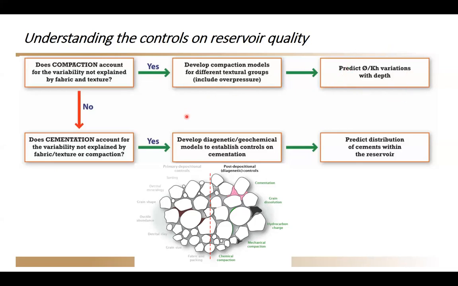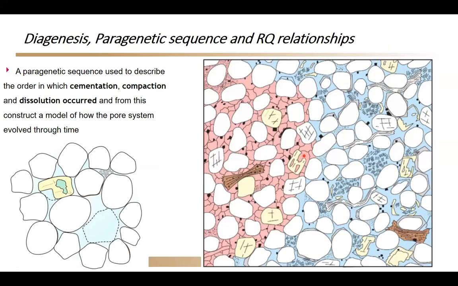If not, it is cementation, and I have to go through the diagenetic modeling, which will predict the distribution of the cement laterally in my model, making sure to avoid the areas of high cementation, and track only the areas of low cementation, or the areas of diagenesis enhancing my reservoir quality.